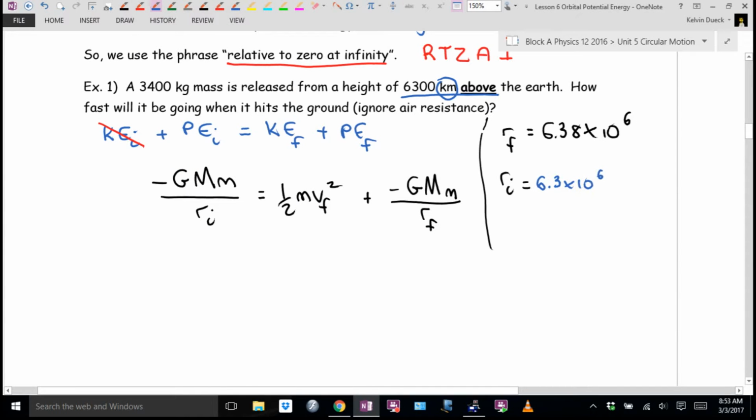That's the altitude. I'm going to have to add the radius of the Earth. That gives me the total distance from the center of the Earth where we dropped this object from. It's because I gave you an altitude here, and we talked about that last class. If we're above the Earth, you've got to add the Earth's radius in as well. So R initial is going to be 1.268 times 10 to the 7th.